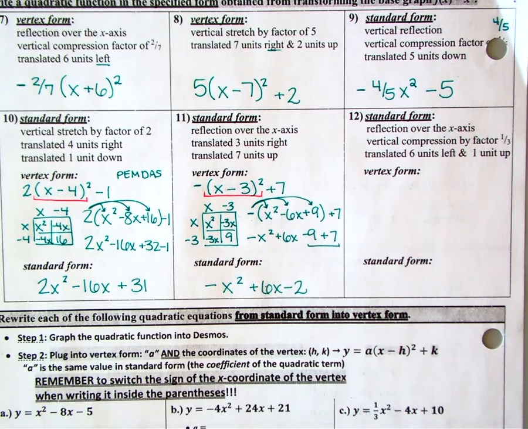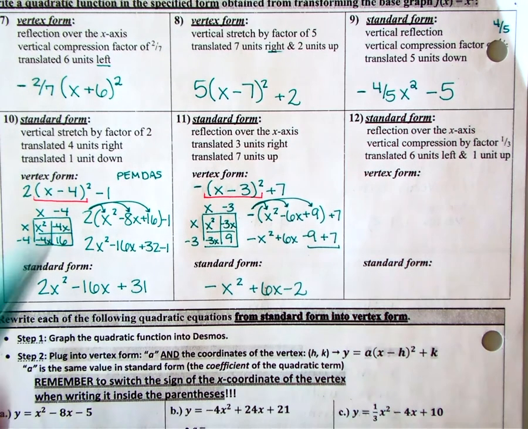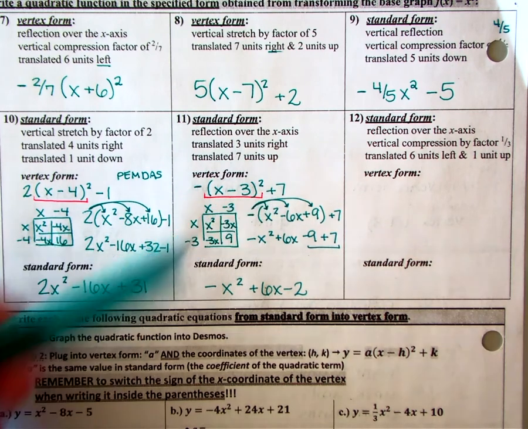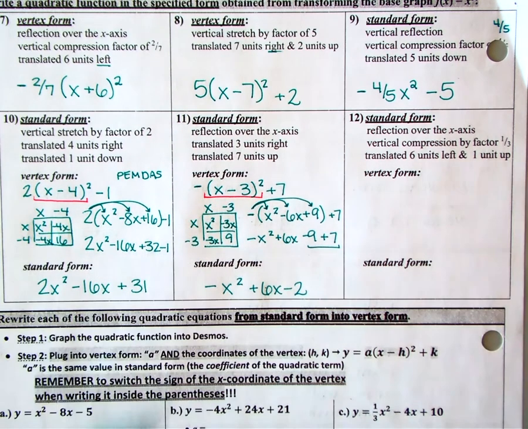And what you can do to make sure that your algebra is correct is plug both of these functions, the negative x minus 3 squared plus 7 and the negative x squared plus 6x minus 2 into Desmos. And then if your graphs are on top of each other, then you know that you did it correct and it's graphing the exact same function.